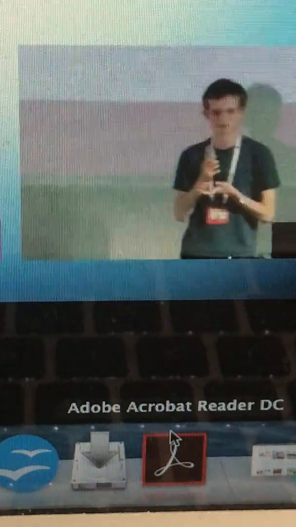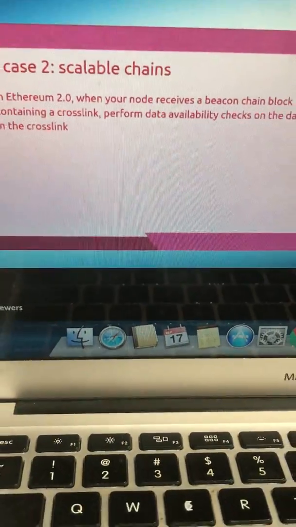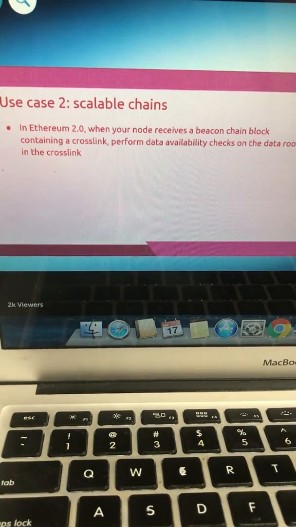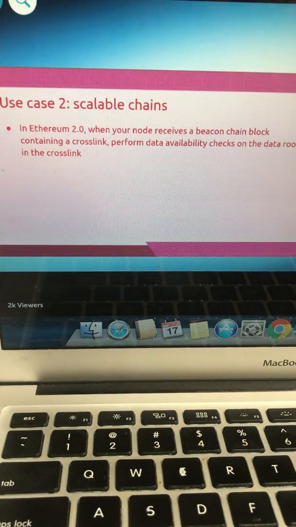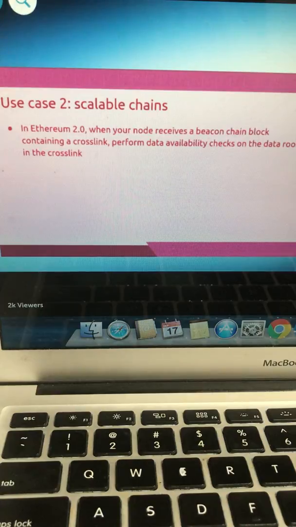Use case 2, scalable chains, right? In Ethereum 2.0, it's a sharded chain, and so there's way more data than most people can download individually, and so you would use fraud proofs and data availability proofs as an additional check, so that you can get security guarantees on data, even if whatever particular subcommittee was responsible for signing off on that data turns out to have been corrupted.